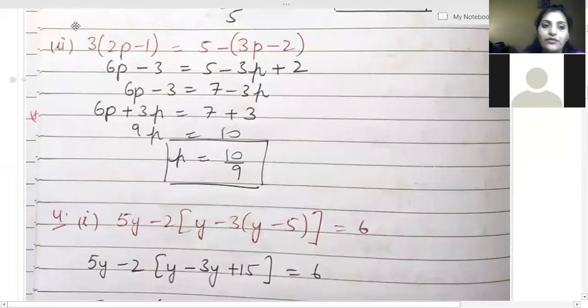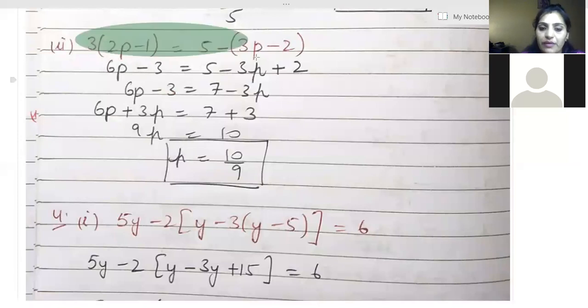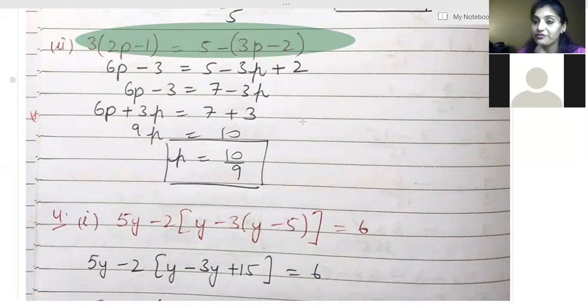3 into 2p minus 1 is equal to 5 minus 3p minus 2. Now what you have to see is that when there is a negative sign outside the bracket, the inner signs will change. They will always become opposite. So it will become 6p minus 3, because here 3 is being multiplied.